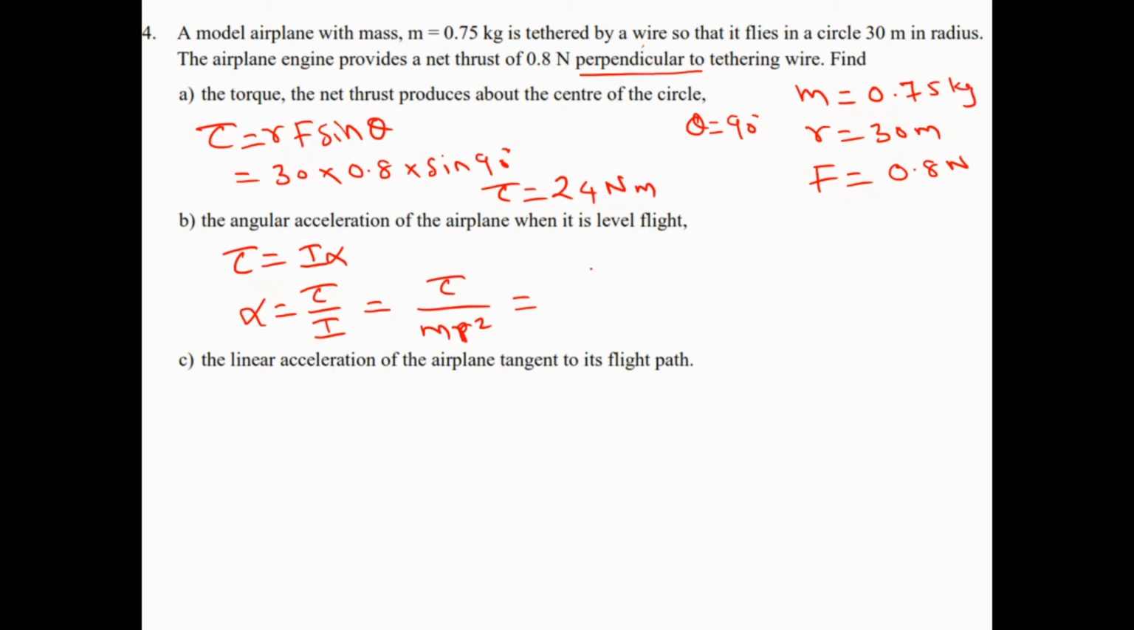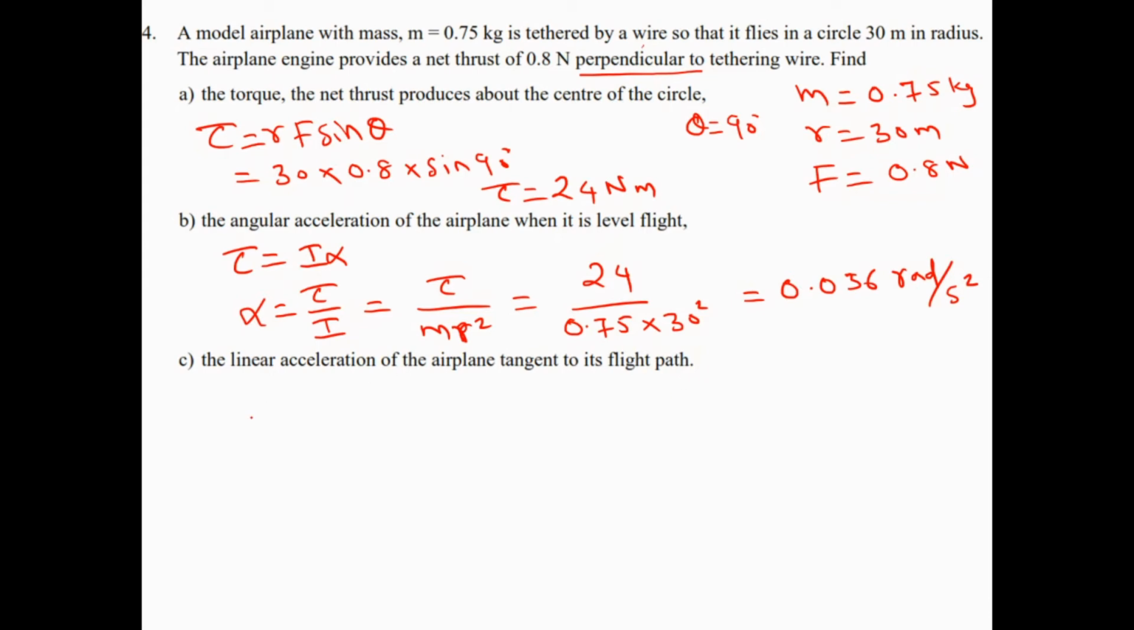The torque is 24, divided by the mass 0.75 multiplied by 30 square. So the answer for the second part is 24 divided by 0.75 multiplied by 30 square. So we got 0.036 radian per second square. What's the unit for the angular acceleration? Radian per second square. Clear?